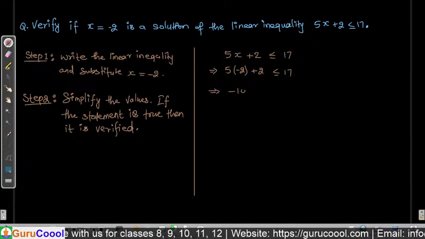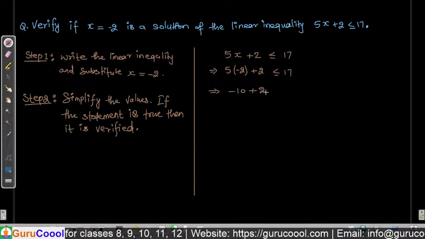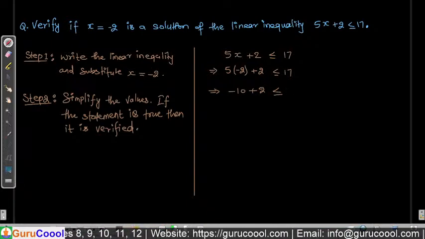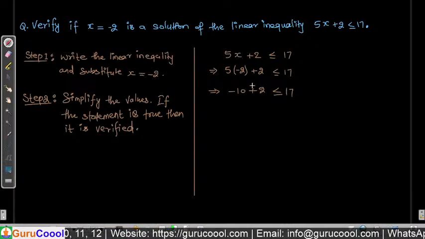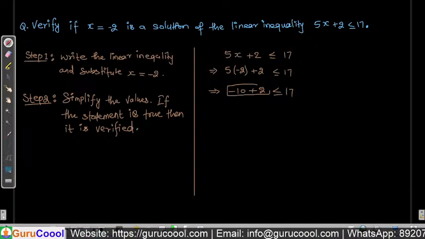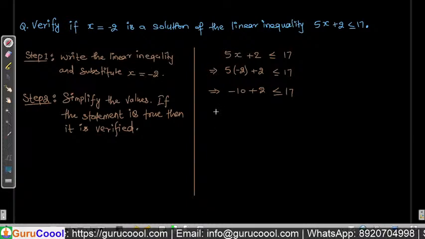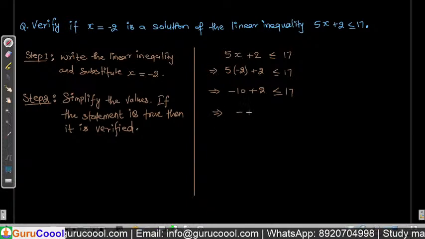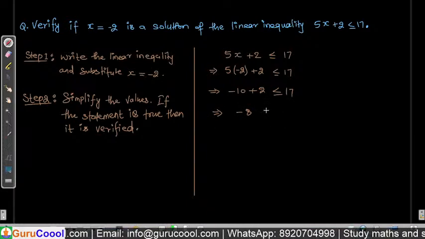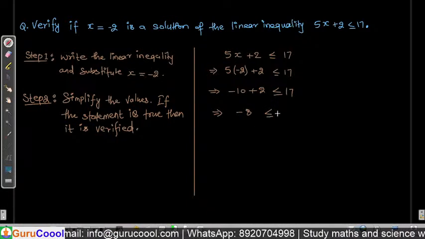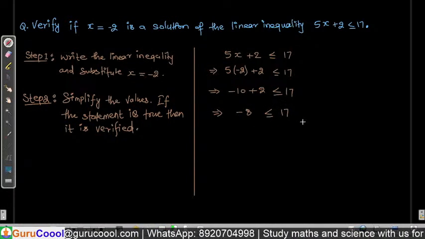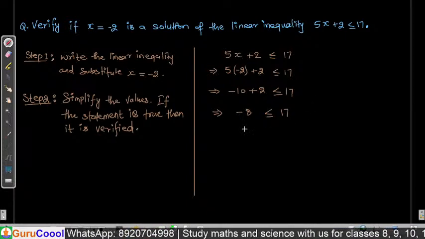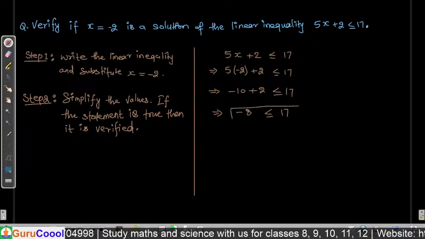It is minus 10 plus 2, smaller than or equal to 17. Now tell me, minus 10 plus 2 is what? Minus 8. Minus 8 is the value on the left side. That is smaller than or equal to 17. Do you think it is true or false?